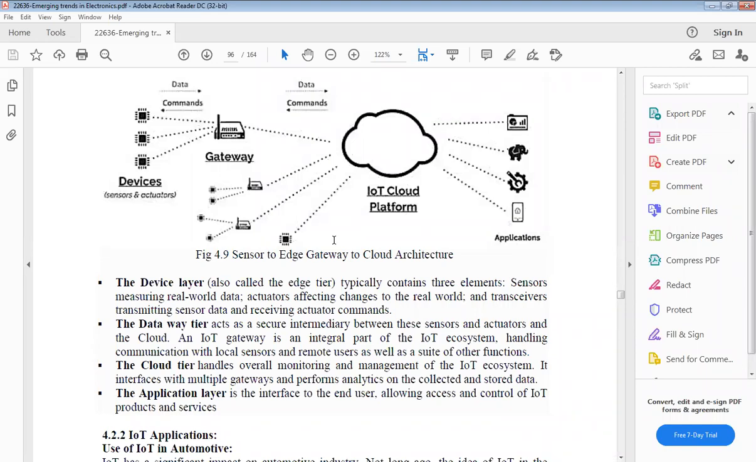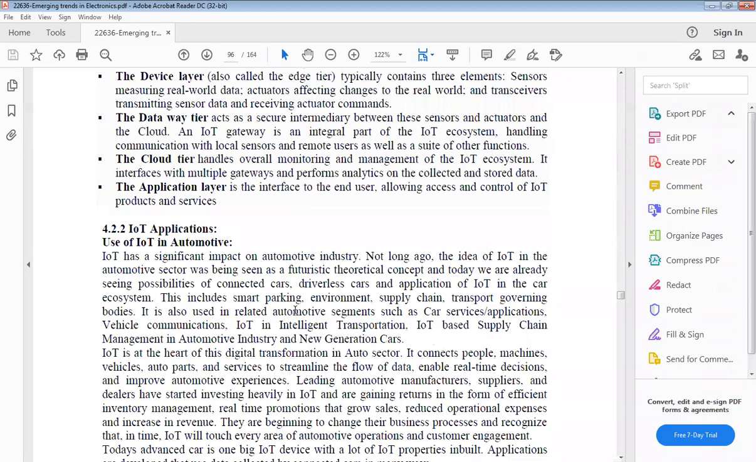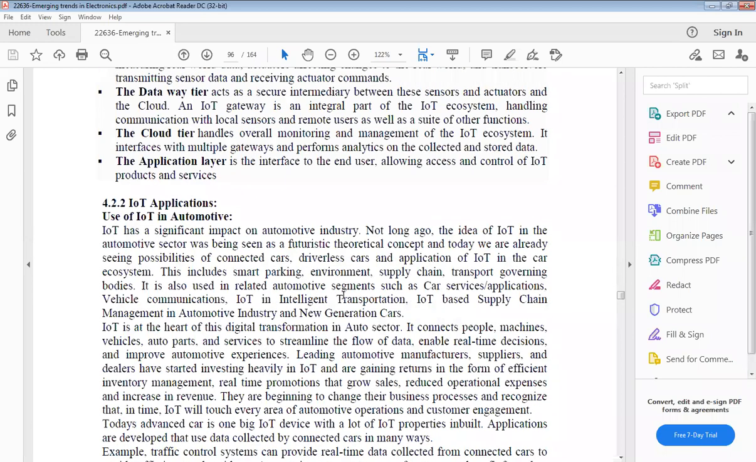Now is it clear? Yes, sir. Okay. Now we'll see the IoT application. So first, IoT application that it can be used in automotive sector.